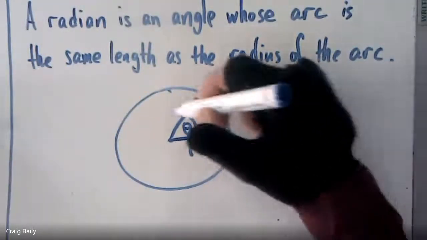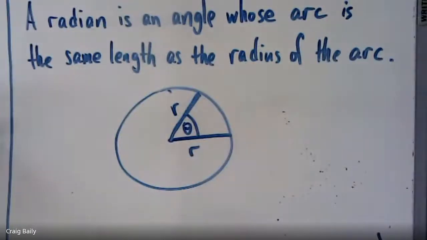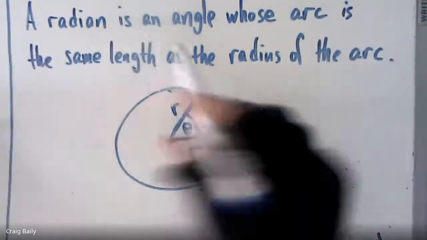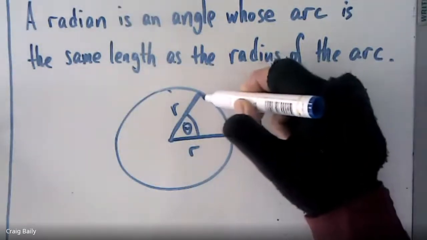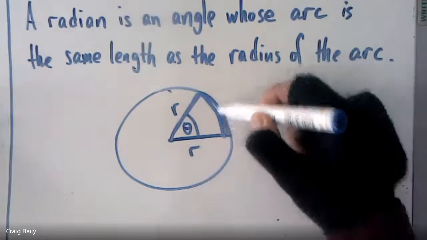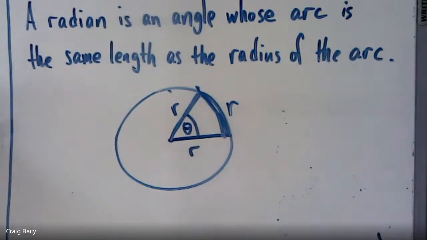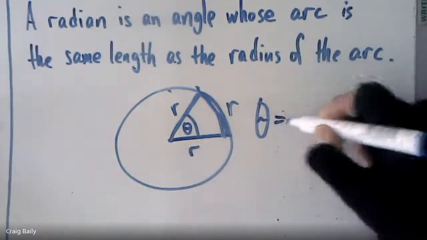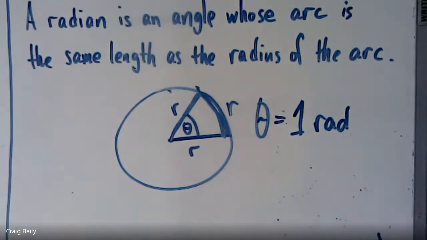Okay, so that's a radius. If you go from the center to the edge of the circle, that's a radius. And the definition of a radian is an angle. So the angle is a radian where the arc that the angle makes is the exact same as the radius of the circle. So what we're seeing is that a radian is much, much bigger than a degree. What we've just drawn here, this angle theta, would be 1 radian. And you'll see it abbreviated as RAD.